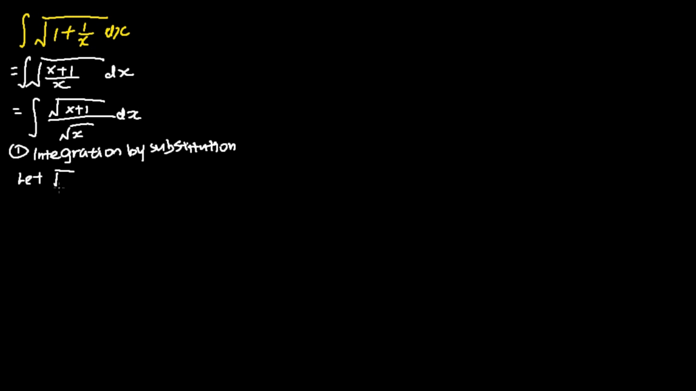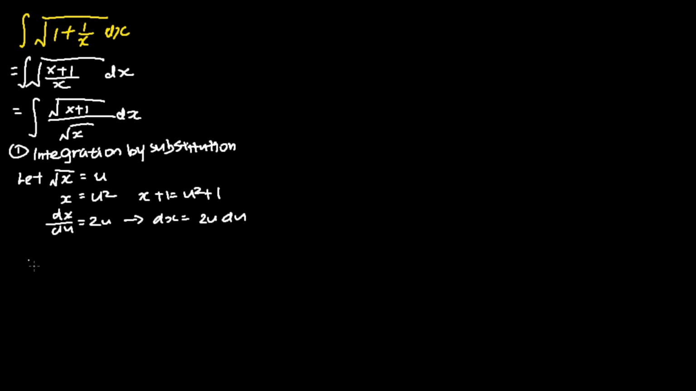We substitute our square root of x to be u, in which my x will be equal to u squared, and then my x plus 1 is equal to u squared plus 1. Then we differentiate x with respect to u. This gives us 2u, in which multiplying both sides by du, I get dx is equal to 2u du.